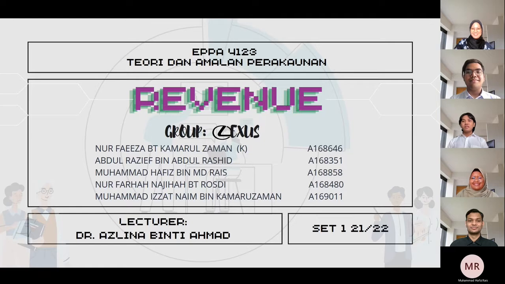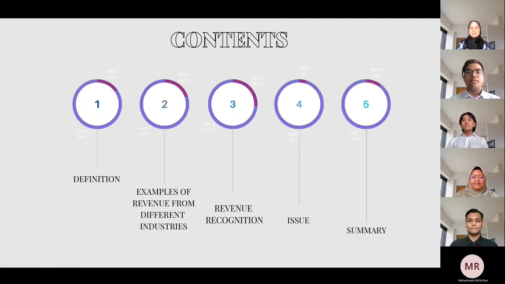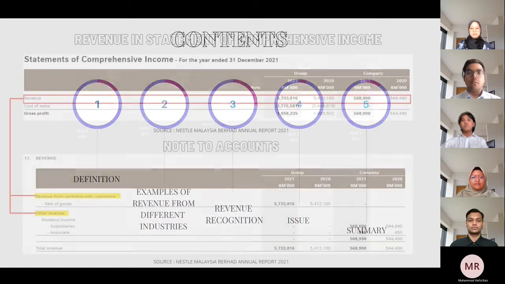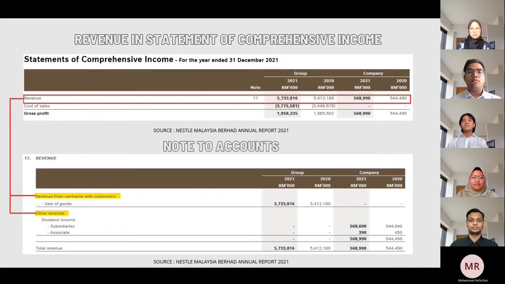Today we will be presenting about revenue. The presentation will be allocated to 5 main sections consisting of definitions, example of revenue from different industries, revenue recognition, issue and summary, which is to summarize what we have presented in the whole video. Without further ado, let's get started with where the revenue comes from in the annual report.